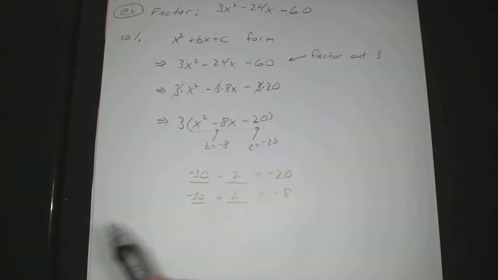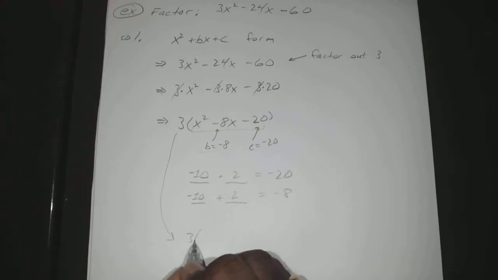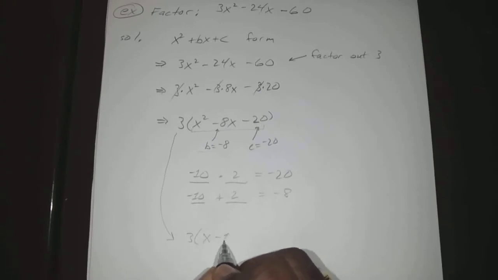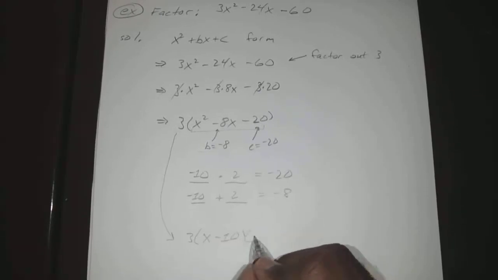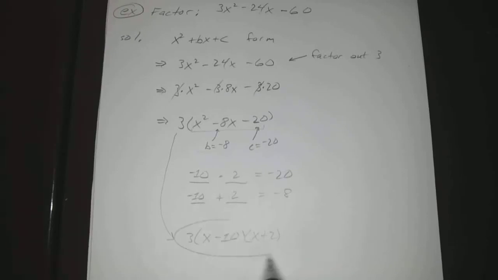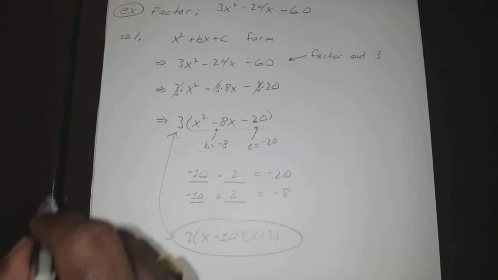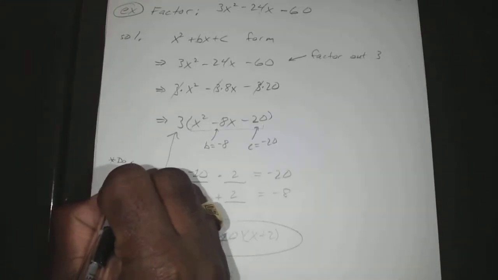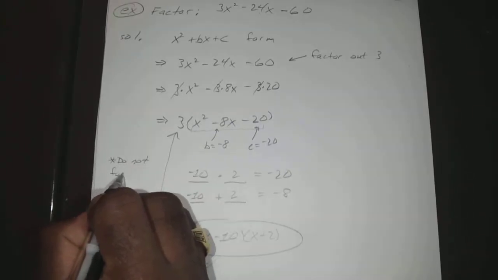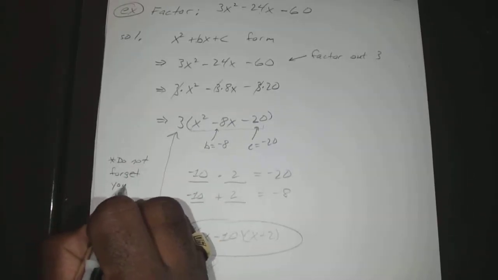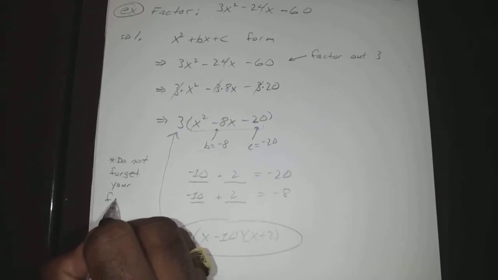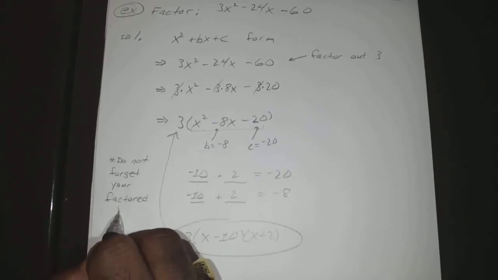Now the thing is, once you factor out, your answer has to have that 3 in front of it. You just factored the inside. So you have x minus 10 and x plus 2. There we go. Okay, so you don't want to forget your 3. Do not forget your factor value.